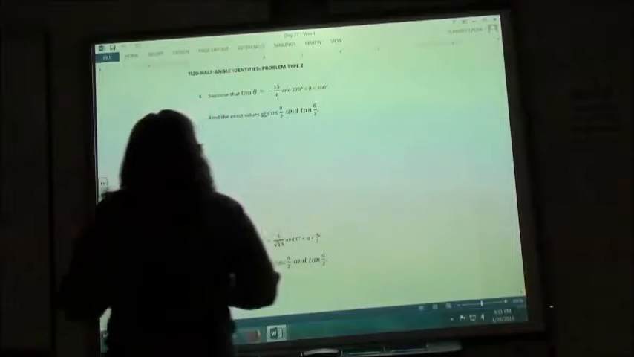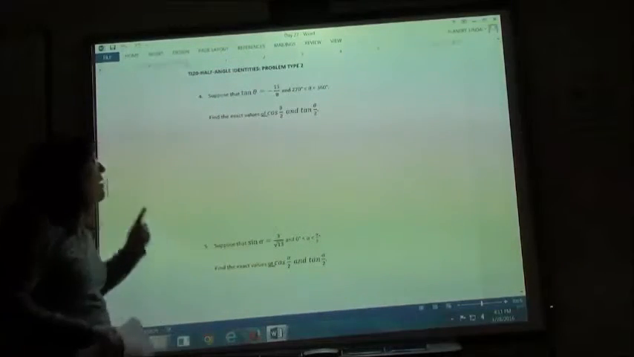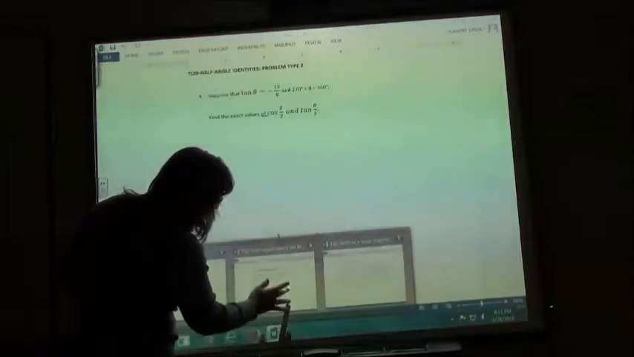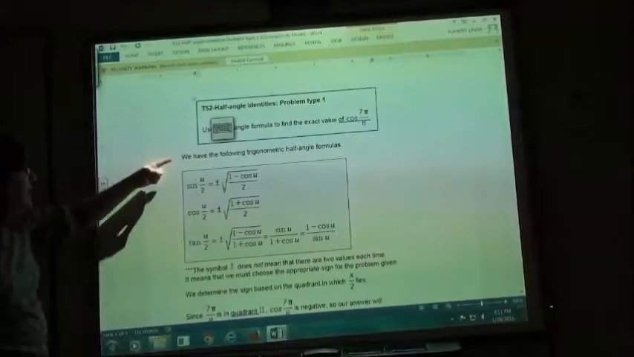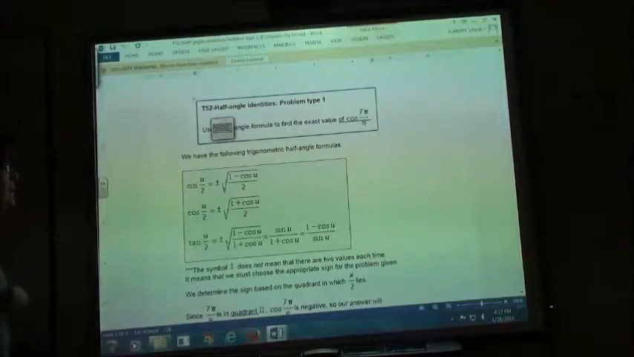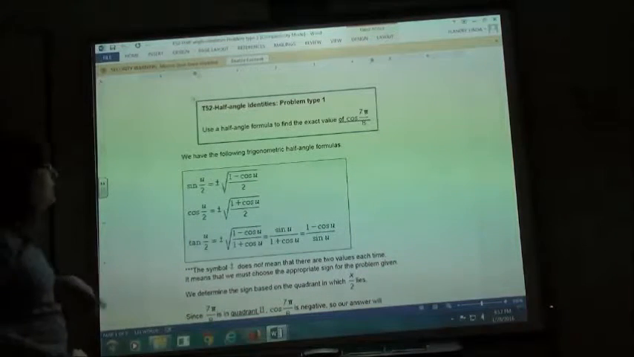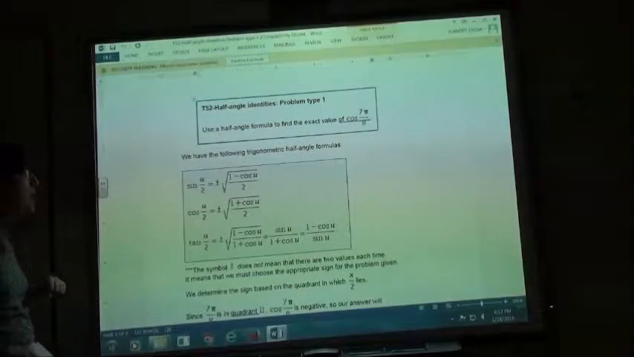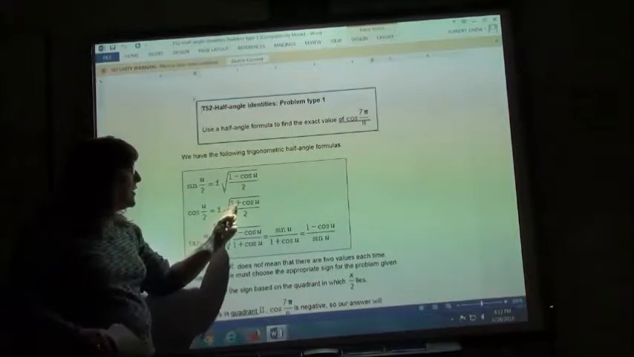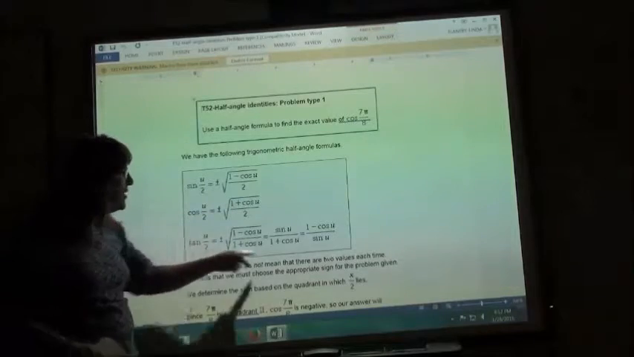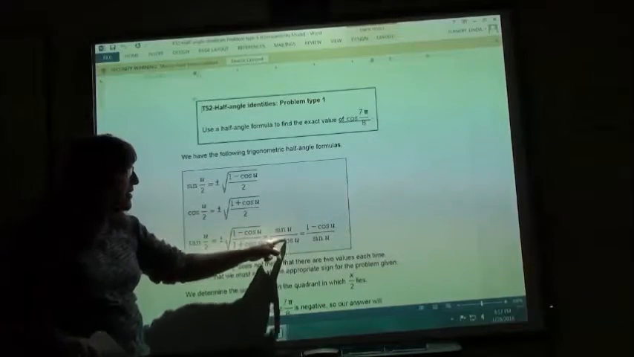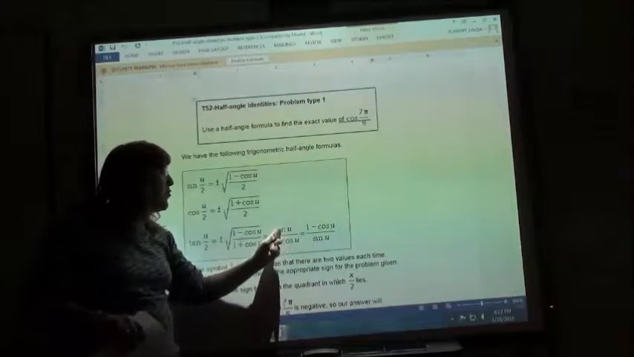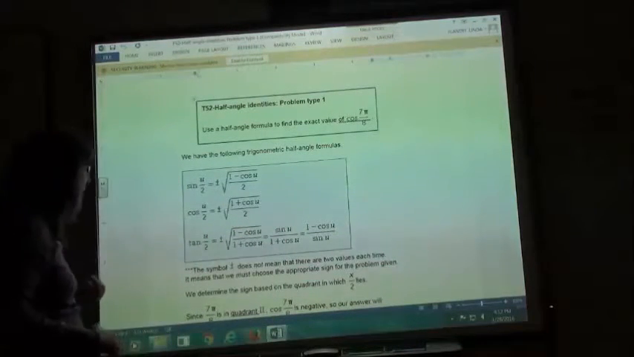All right, my half angle identities problem type 2. On your half angle identities problem type 2, you're just going to need the sheet with your half angle formulas, and so you'll want to keep those handy that we had before. Sine of u over 2 is plus or minus the square root of 1 minus the cosine of u over 2. For cosine, we have a plus in there. For tangent, we've got a bunch of different formulas. I'll usually just use the one without the square root, the sine of u over 1 plus cosine of u.